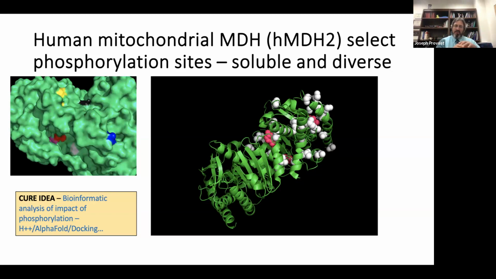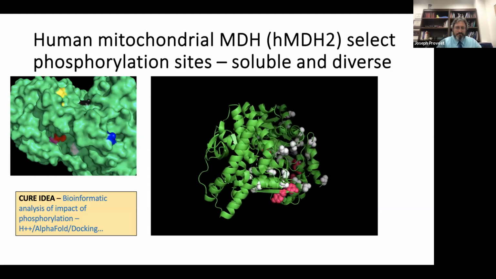So having a serine that's phosphorylated buried deep, how does the kinase get in there? Is this an artifact of lysing the cells and things? Well, almost all of these are surface accessible. And remembering that these are studies that multiple people have found these phosphorylation sites. That's a busy molecule with a lot of phosphorylation sites. So there's a lot of cool ideas that you can do without ever touching the lab: bioinformatics, phosphorylation, H++, AlphaFold, docking, all sorts of cool things.